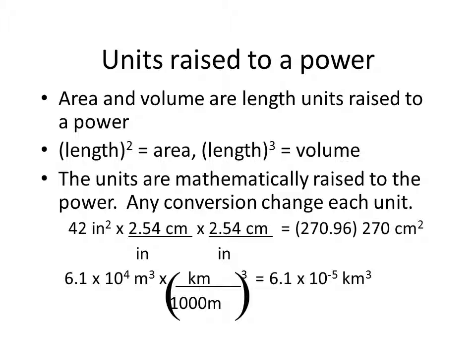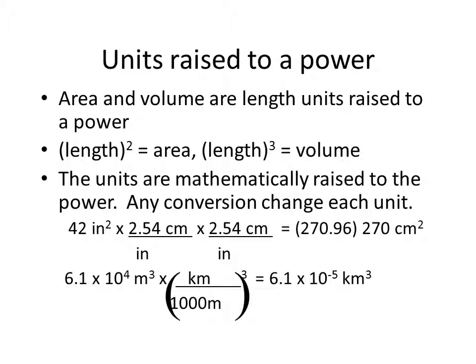So, for instance, here we have 42 inches squared. The inches squared is inch times inch. If all we were to do is multiply by 2.54 centimeters over an inch, we would not be converting the inches squared to centimeters squared. We would convert only one of those inches to a centimeter, so the product of 42 inches squared times 2.54 centimeters over inch would be inch times centimeter. So to get both inches converted to centimeters, we have to do that conversion twice.